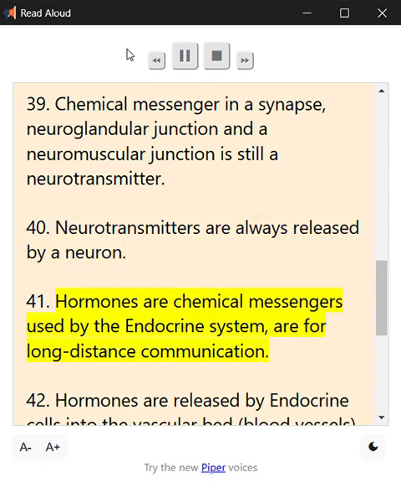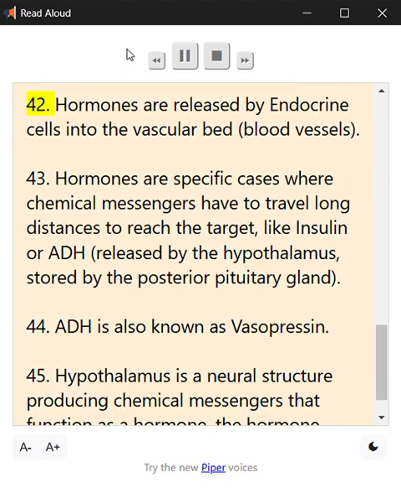41. Hormones are chemical messengers used by the endocrine system, are for long-distance communication. 42. Hormones are released by endocrine cells into the vascular bed, blood vessels. 43. Hormones are specific cases where chemical messengers have to travel long distances to reach the target, like insulin or ADH, released by the hypothalamus, stored by the posterior pituitary gland.